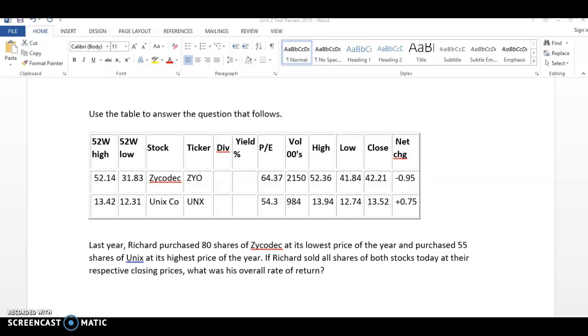Okay, so for this question, we want to use the table to answer the question that follows. So we've got our table here. It shows us our 52-week high, our 52-week low, the stock, the ticker symbol, the volume in the hundreds, the high, the low, the close, and the change.